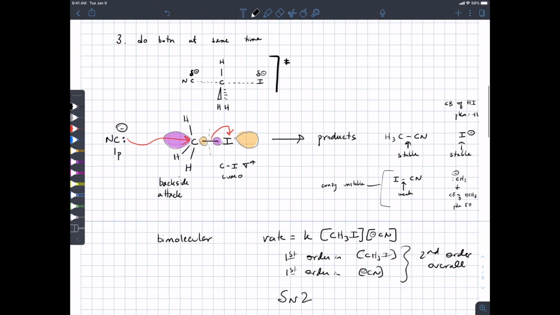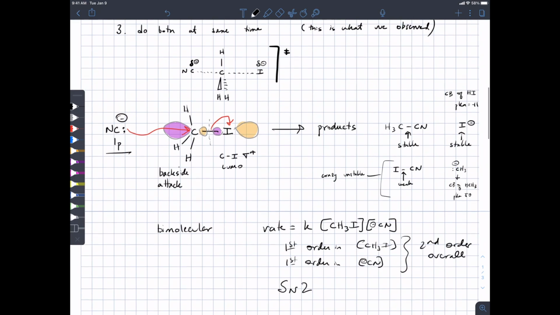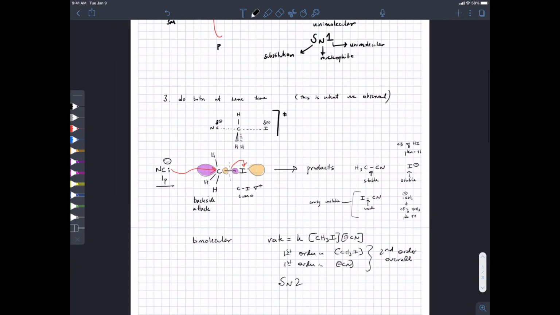All right, so that's a summary of our discussion last time. And if you recall, we mentioned that we observed data that is consistent with the SN2 mechanism for these starting materials, that is CN- and methyl iodide. We call them first order in each concentration because they only involve one of each of those molecules. But because two molecules are involved in the transition state, it's second order overall.